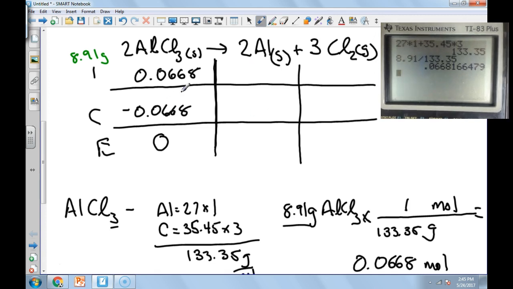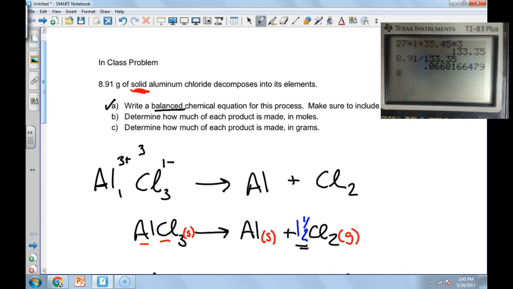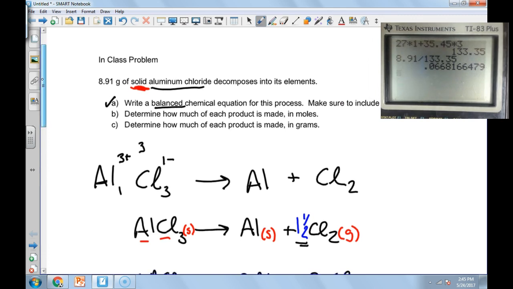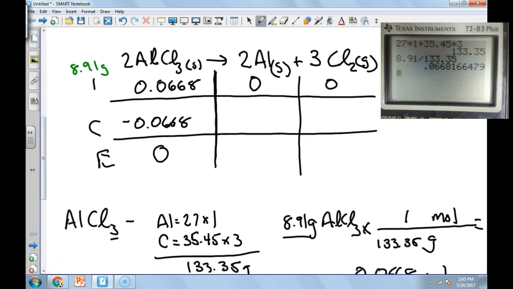Now, let's go over to the other side. We're going to start with 0 of each of the products. And I say this for a couple of reasons. First of all, we do the reaction because we want to form the products. So if we had any of the products to begin with, we probably wouldn't be doing the reaction in real life. Secondly, notice that the only information that we're given is about aluminum chloride. It doesn't say anything about having any aluminum or any chlorine gas in the problem. So if it doesn't give you the information, we have to assume that these are 0.